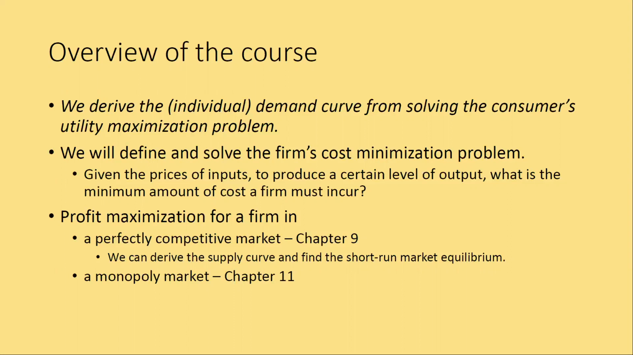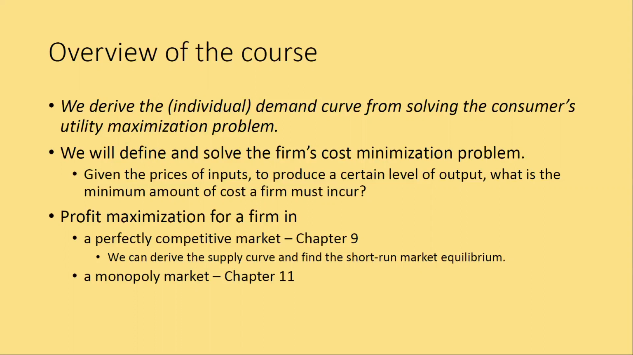In a perfectly competitive market, from our solution to the firm's cost minimization problem, we can derive the supply curve for the firm. Combining it with the market demand curve we find from the individuals, we can find the short-run market equilibrium.